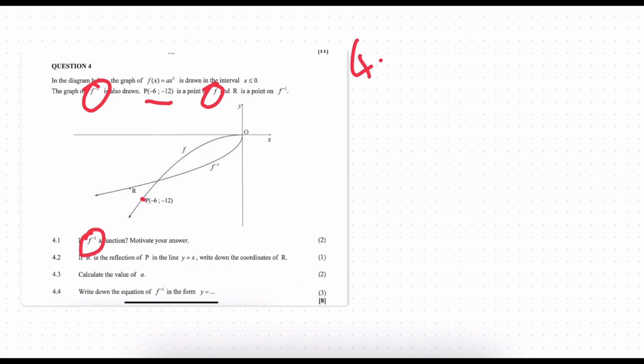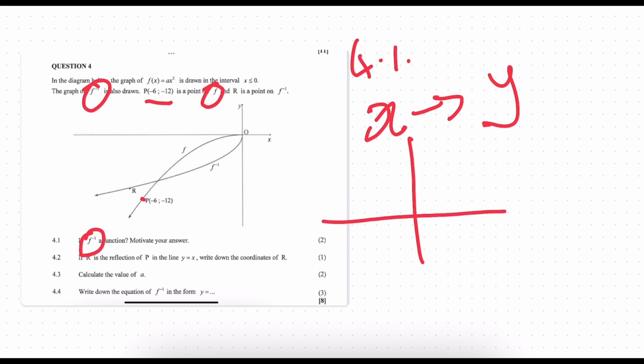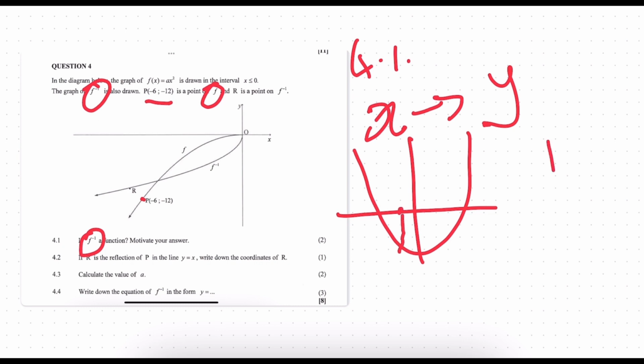What is a function? If something is a function, that means one x value should correspond to only one y value. So as we said before, this is a function. Why? Because this x only has one y value. But this is not a function. Why? Because this x has this y value and this y value.